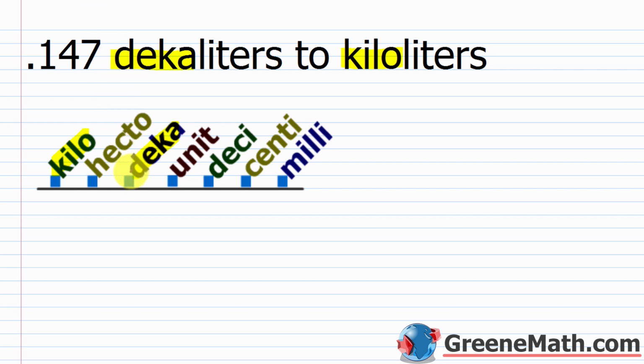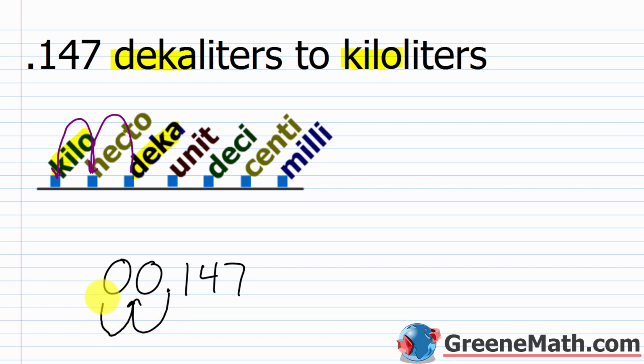So I'm going to go 1, 2 places to the left, and I just match that with the decimal point in the number part. So 0.147. Let me kind of back that up a little bit. So again, 0.147. I'll need to put 2 zeros to the left of the decimal point, and then I'm going to go 1, 2 places to the left, and I'll erase all of this. So I'll end up with 0.00147, and then again, the units you're converting to: kiloliters. So 0.147 decaliters is the same as 0.00147 kiloliters.